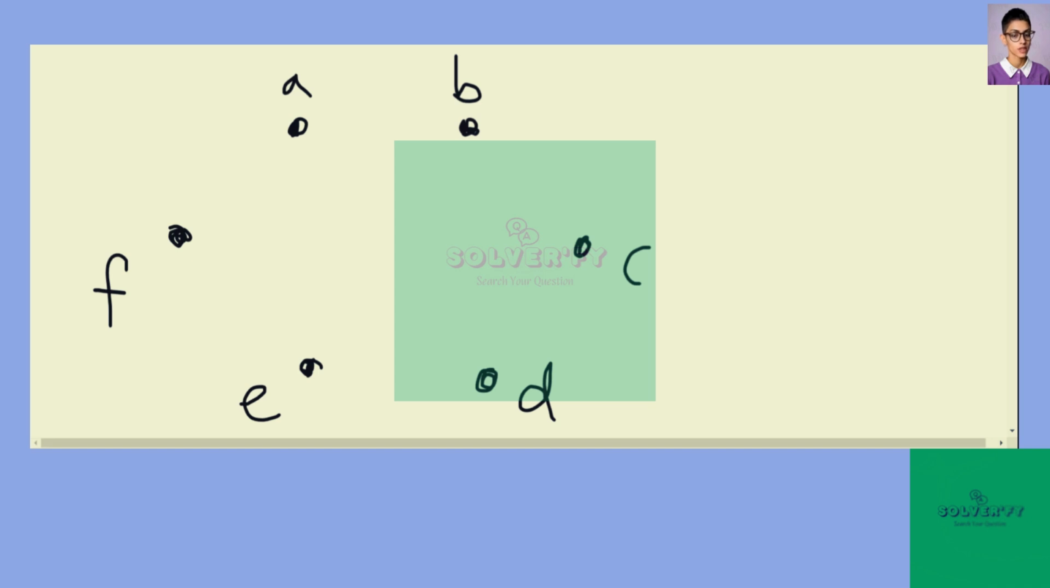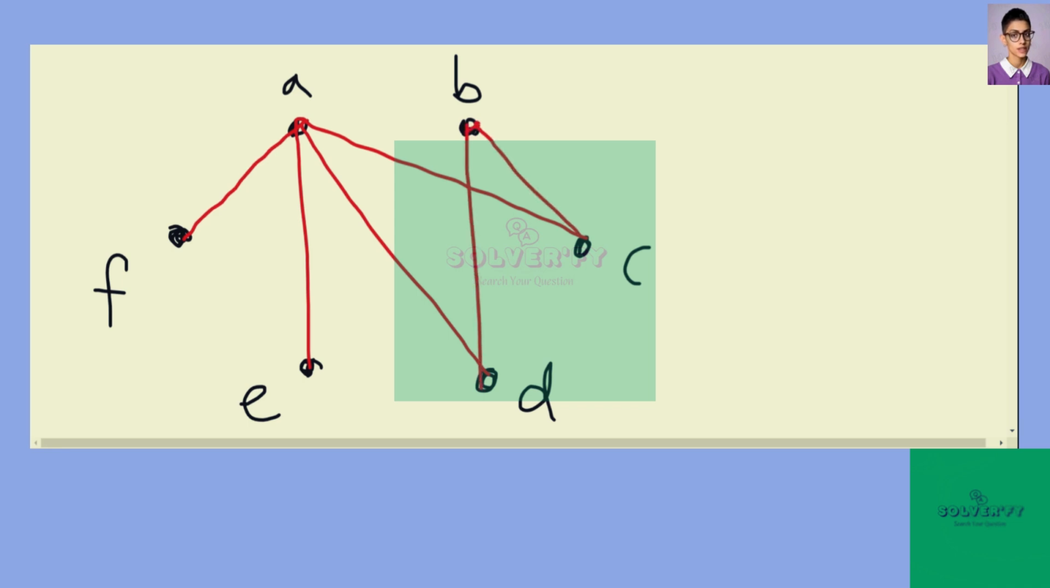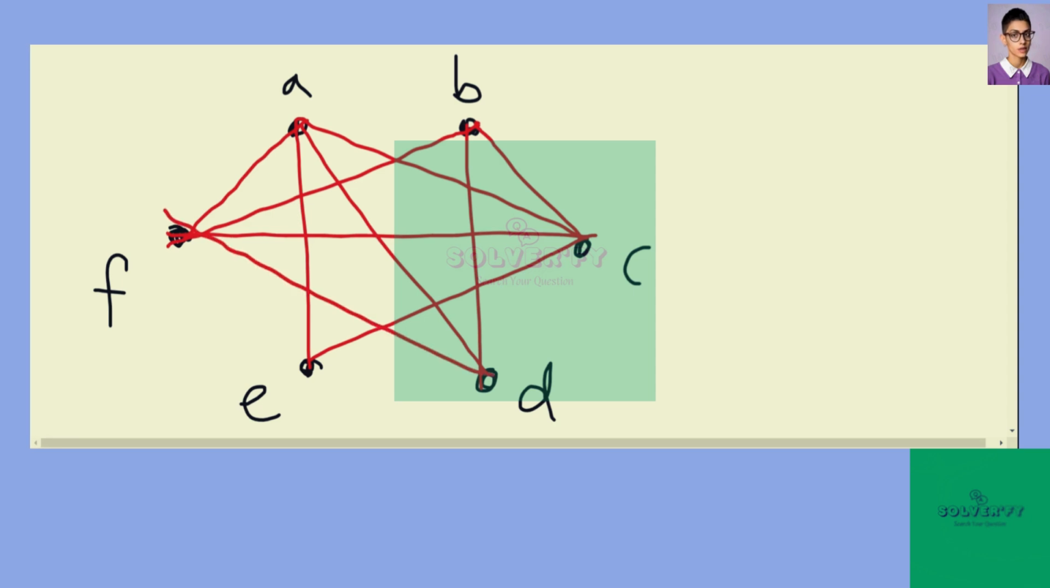And we have edges AC, AD, AE, AF, as well as edges BC, BD, and BF, edges CE and CF, edge DF, and edge EF.